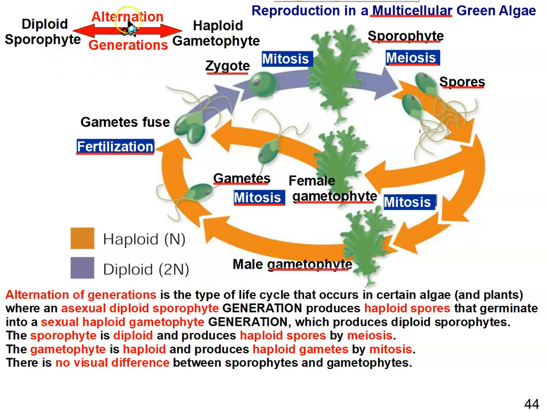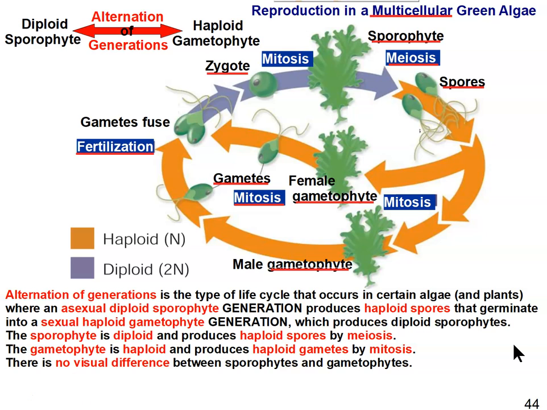Alternation of generations. And it would be good for you to recite this for a while. Diploid sporophyte, haploid gametophyte. Diploid sporophyte, haploid gametophyte, just to drill it into your brain what's going on here in alternation of generations.